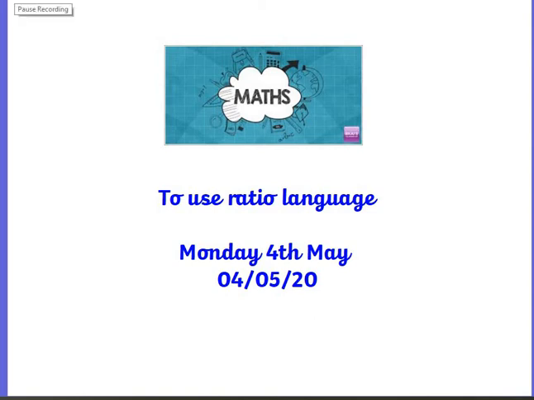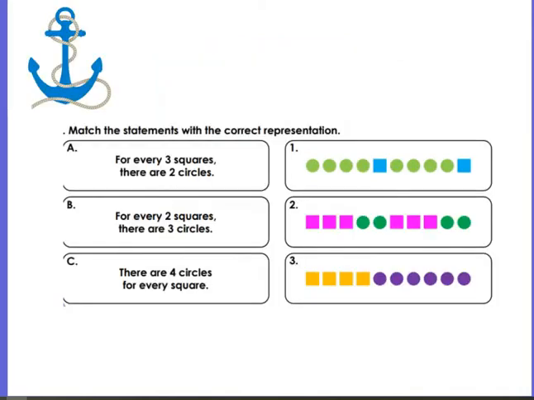So we're looking at using ratio language. Match the statements with the correct representation. Looking at the statements on the left-hand side, and the representation, so the pictures, the shapes on the right-hand side. So for every 3 squares, there are 2 circles.